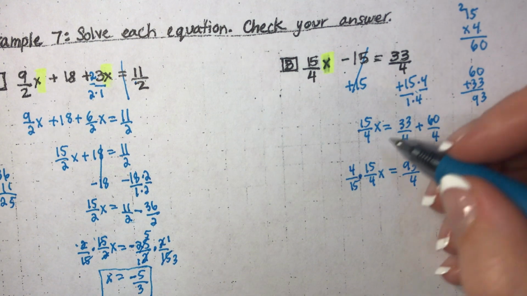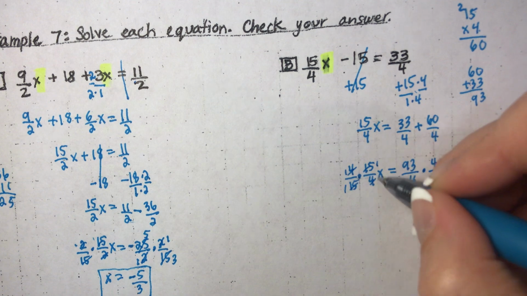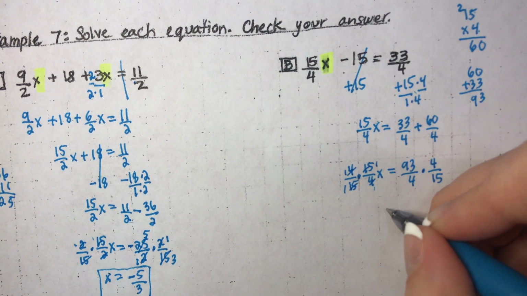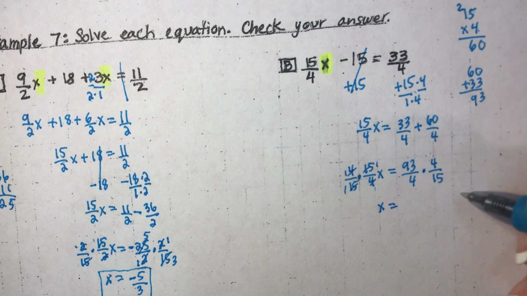All right, what happens? The 15s cancel, they become 1. The 4s cancel, they become 1. 1 times x is just x. All right, great. And let's look over here.